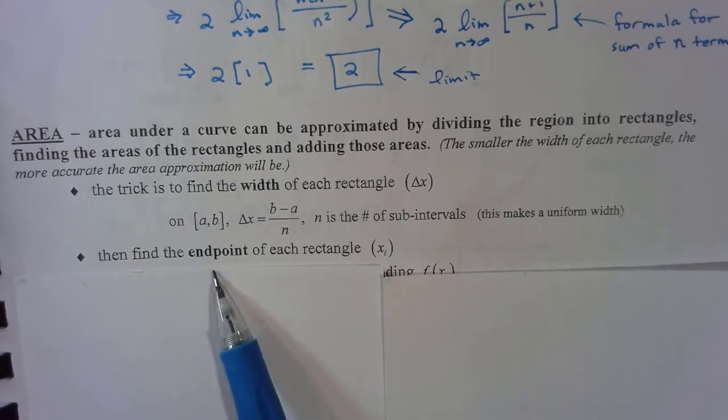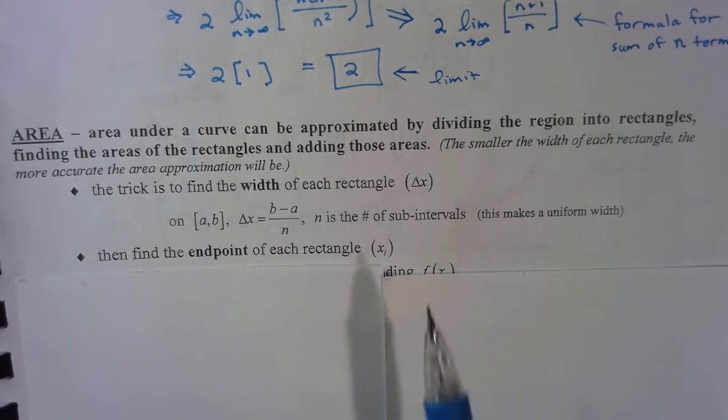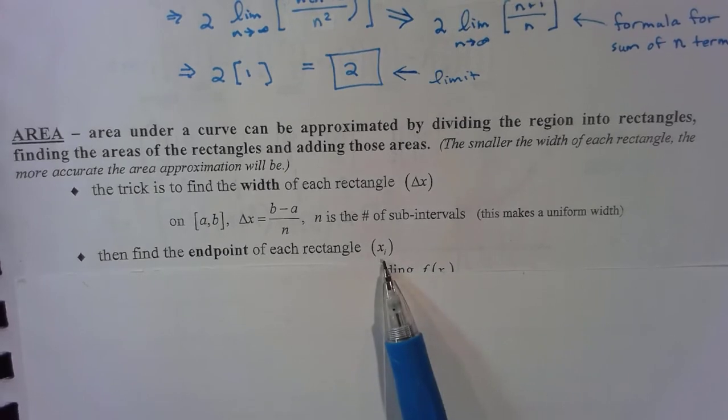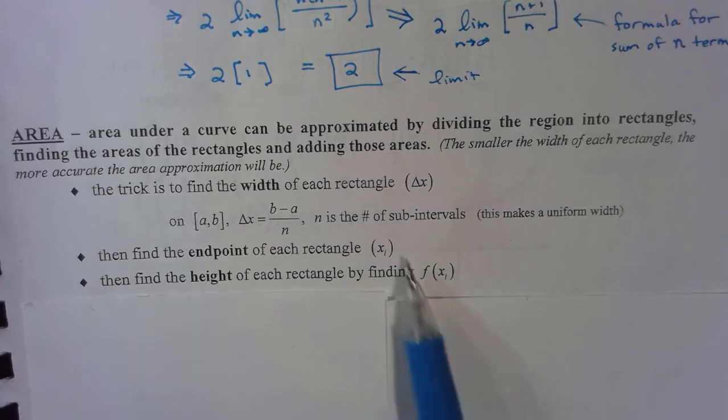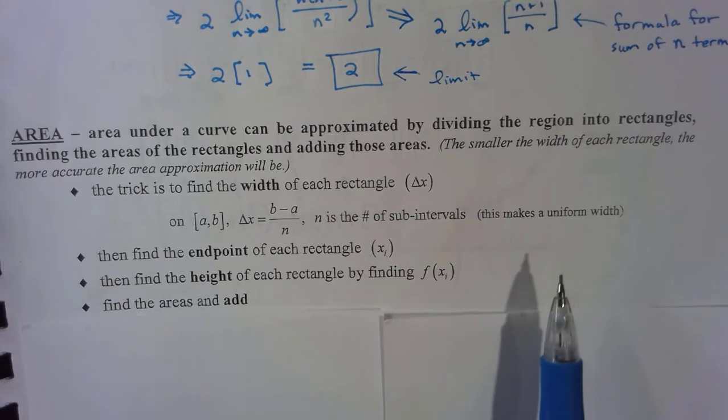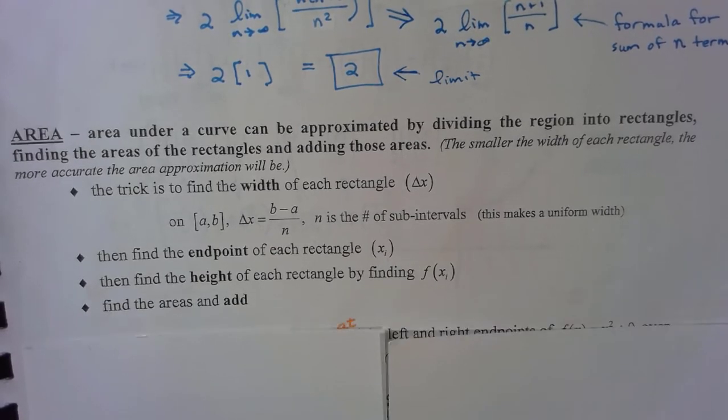Then we're going to find the endpoint of each rectangle that we're going to use. That's called x sub i. Then we're going to find the height, which is found by substituting those x's into our function. And then we're going to find the area and add.